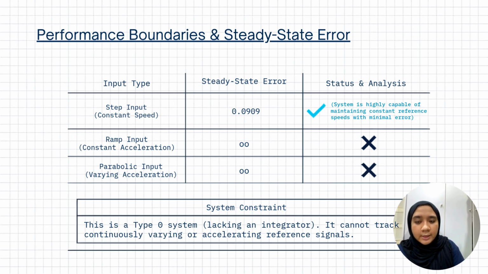This slide shows the steady-state error for three input types. For the step input, the steady-state error is 0.0909, indicating good tracking performance with only a small error. However, for both ramp and parabolic inputs, the steady-state error is infinite, meaning the system cannot accurately track continuously changing signals. This happens because the system is a type 0 system, which has no integrator. Therefore, the system is suitable for constant speed applications but not for continuously varying or accelerating inputs.